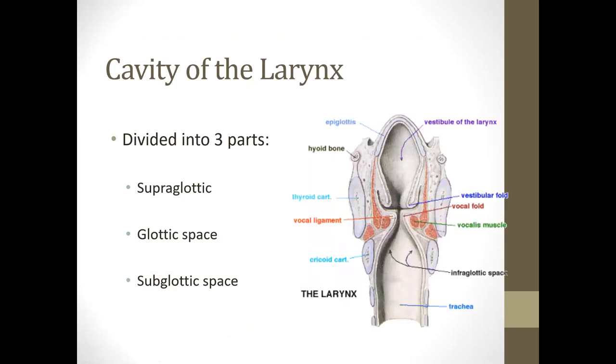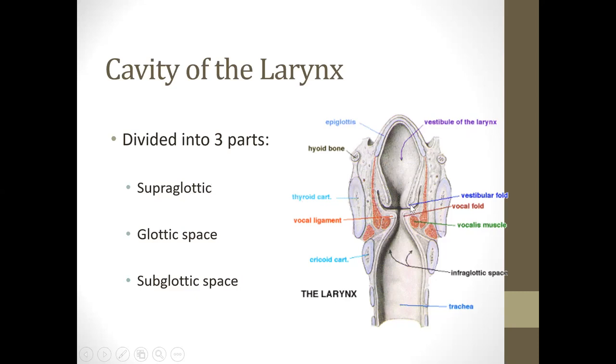The larynx is divided into three parts. We have the supraglottis, the glottis, and the subglottis. As you can see, the supraglottis is divided into the vestibule and the ventricles. The vestibule is the entrance into your larynx, and the ventricle is that projection on either side of your vocal cords. So the ventricle together with the vestibule, they form your supraglottis.